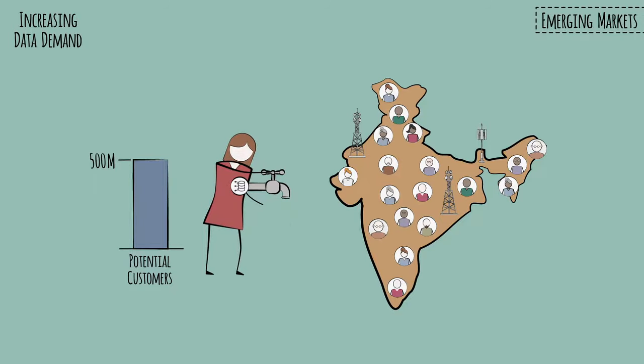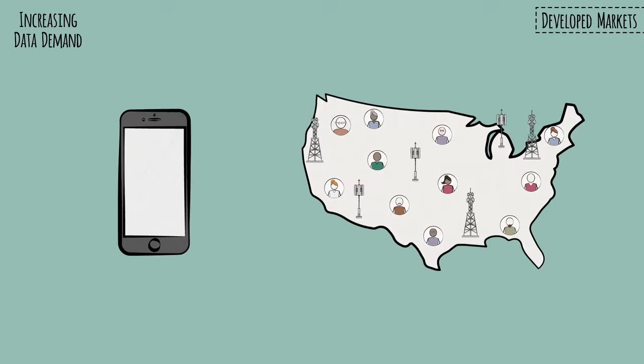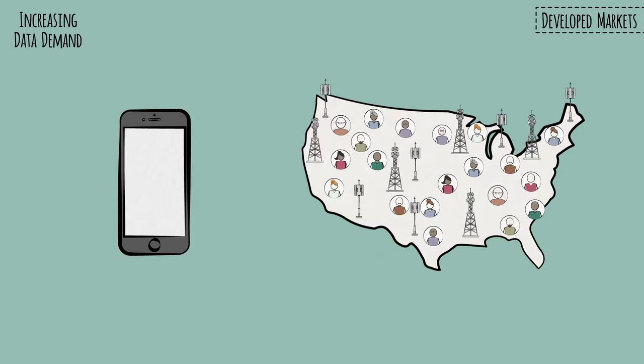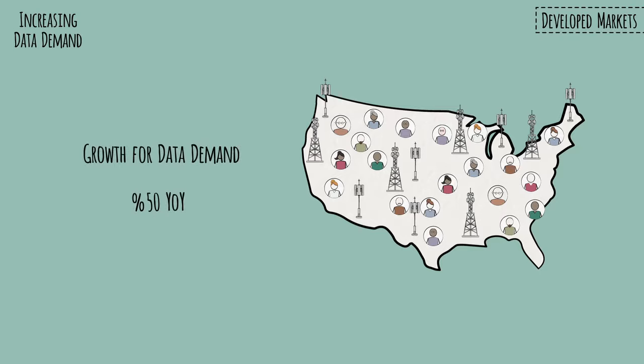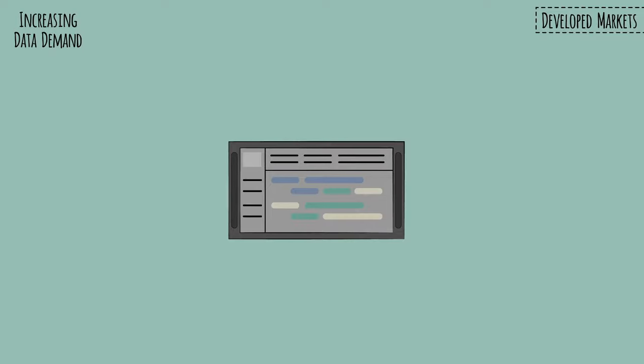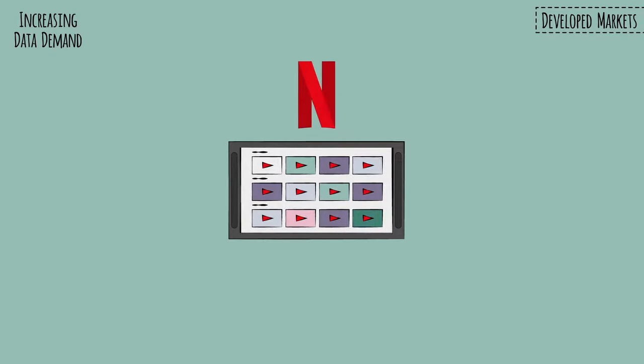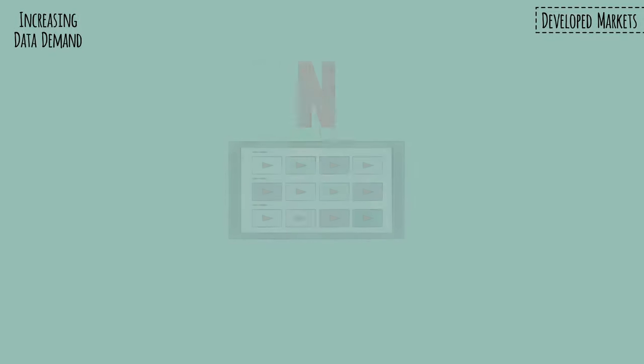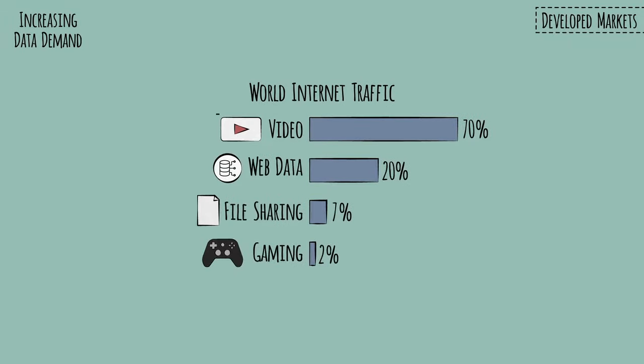Developed markets have much higher smartphone penetration, but are still seeing mobile data usage per user growing substantially, increasing 50% each year for the past 5 years. This is largely driven by video streaming. As OTT video streaming services replaced traditional TV, online video grew to account for about 70% of the world's internet traffic, and much of this is viewed on mobile devices.